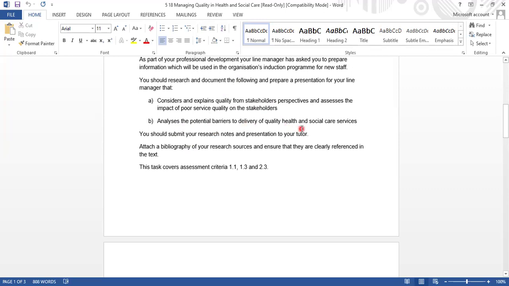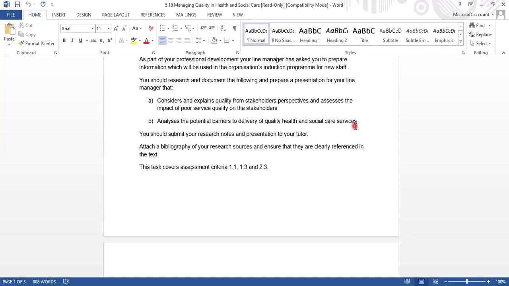And then the second bit on this presentation is analysis, or so analyzes the potential barriers to delivery of quality health and social care services. Any barriers you can think of, Cecilia? Yeah, I put in poor organization structure, physical barriers like for people that have special needs. I put financial barriers, geographic barriers, cultural barriers, which is communication, then inadequate training, stuff like that. Very good.